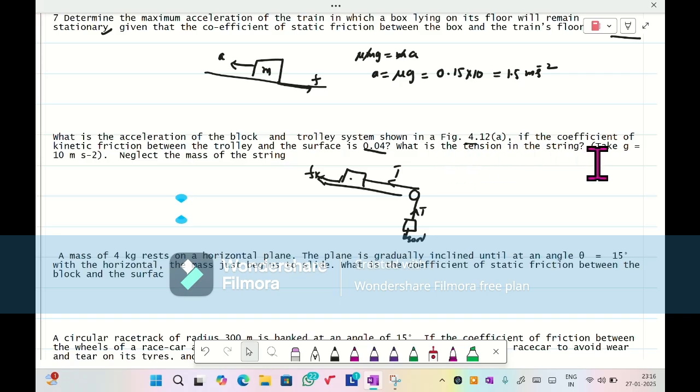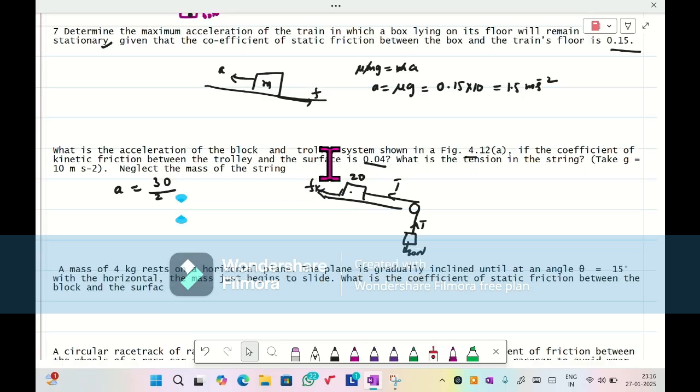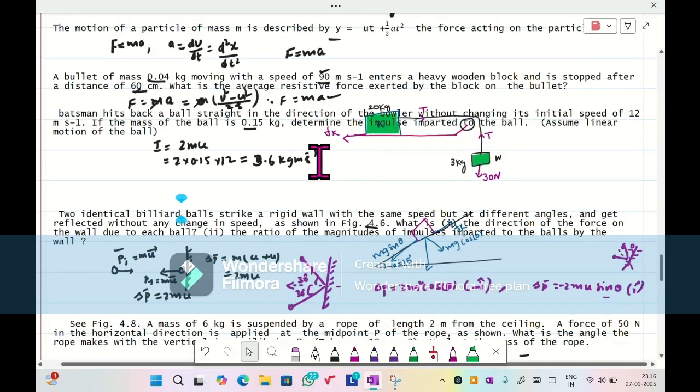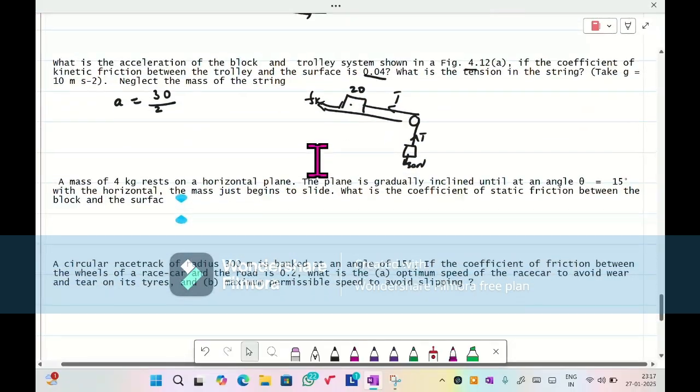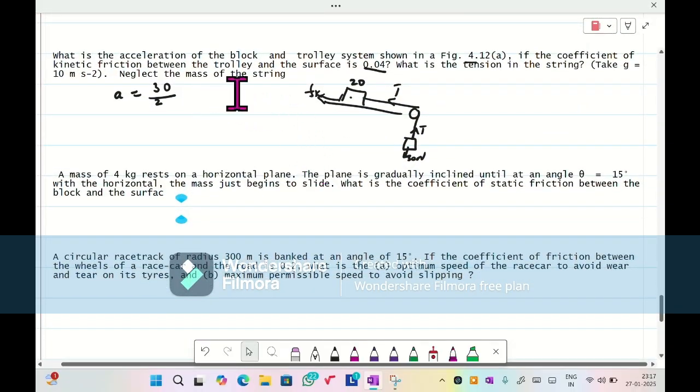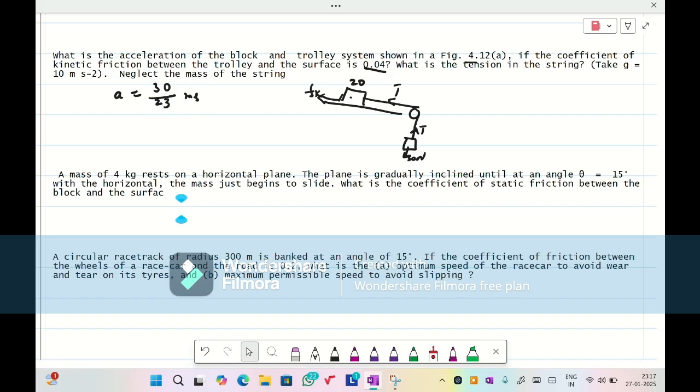What is the tension in the string? T is asked. So first of all find the acceleration. Masses given are 20 kg and 3 kg. Therefore acceleration is equal to net force, 30 newtons, by total mass, 20 kg plus 3 kg, which is 23. So acceleration equals 30 by 23 meter second power minus 2. This is the acceleration. Now the tension is asked. The acceleration is downwards.